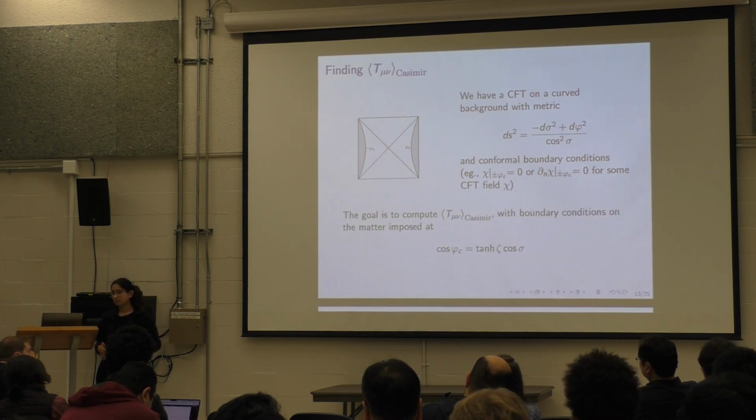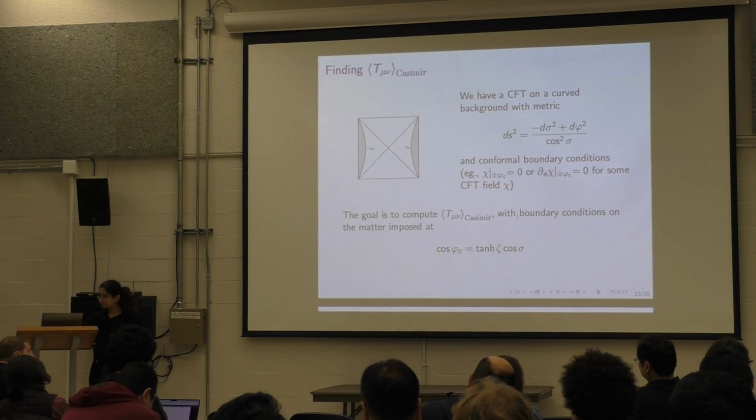And then in this setup, the goal is to compute the expectation value of the stress tensor in the vacuum state, which is the Casimir energy, and where the boundary conditions on the matter are imposed at these locations that in these coordinates are time dependent.